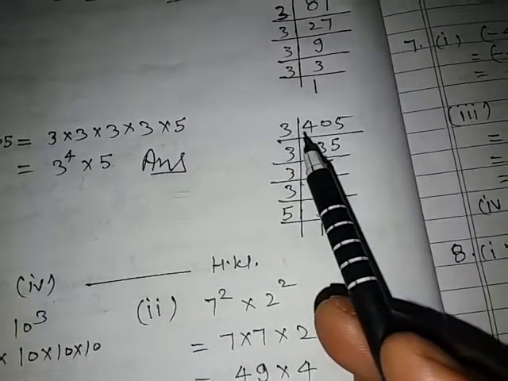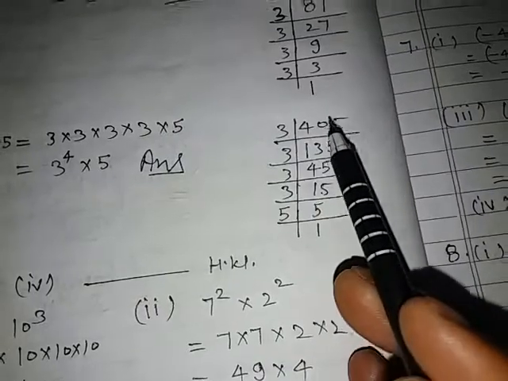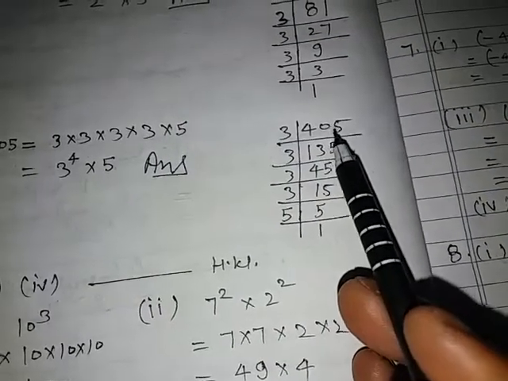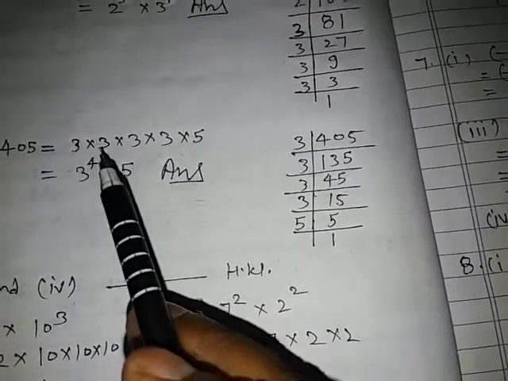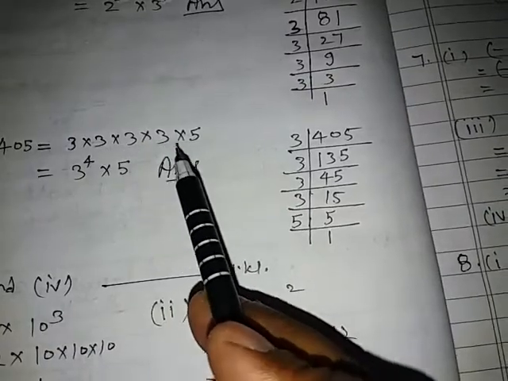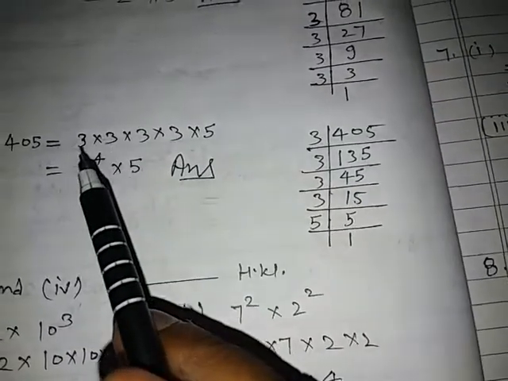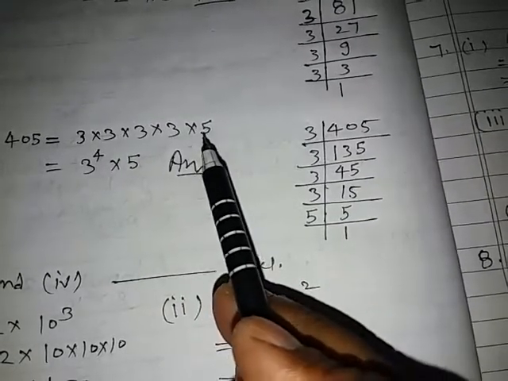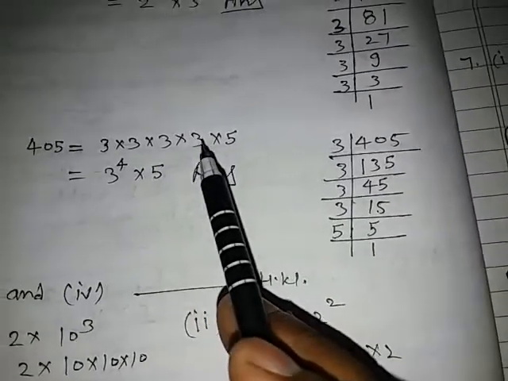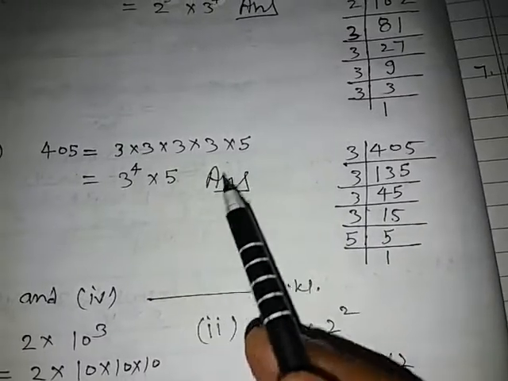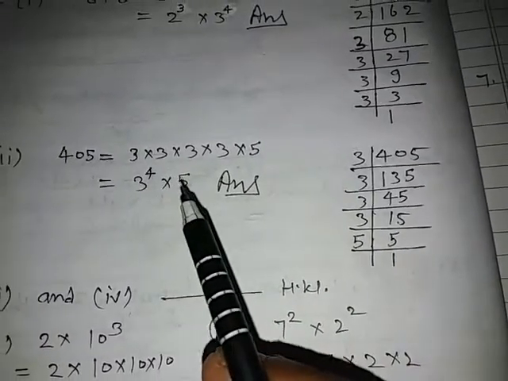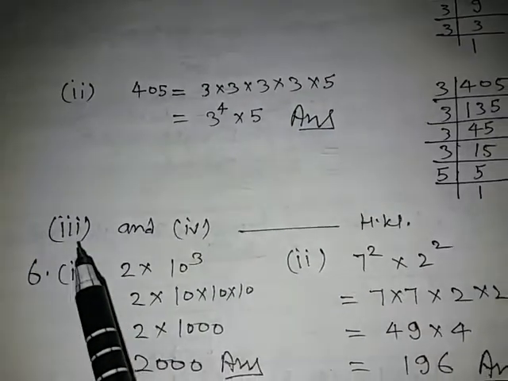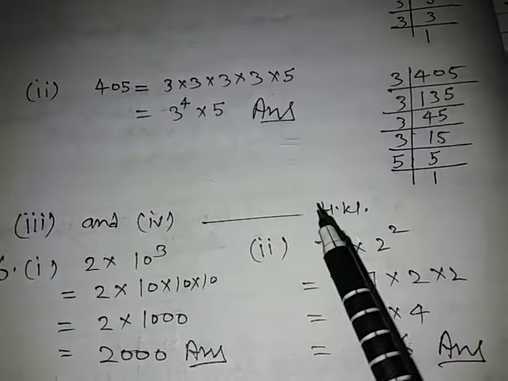So the prime factors of 405 are 3 into 3 into 3 into 3 into 5. You can see here 3 is given 4 times and 5 1 time, so we can write it as 3 to the power 4 into 5. It is the answer. Similarly, you can solve parts 3 and 4 as homework.